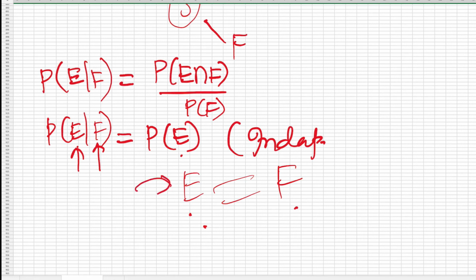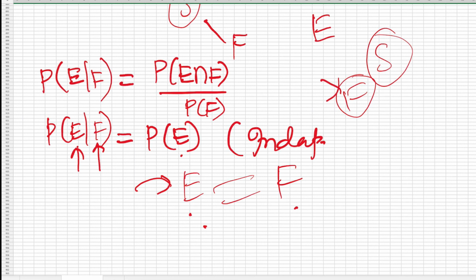And vice versa, when the occurrence of one event affects the probability of the second event, then these events are called dependent events. So in a nutshell, two events of the same sample space are dependent when the occurrence of one event really affects the probability of the second event. And when the occurrence of one event is not affecting the probability of the second event at all, then the two events are called independent events.